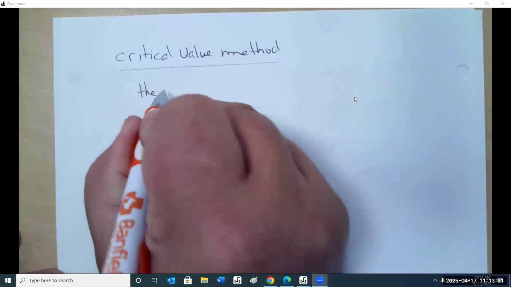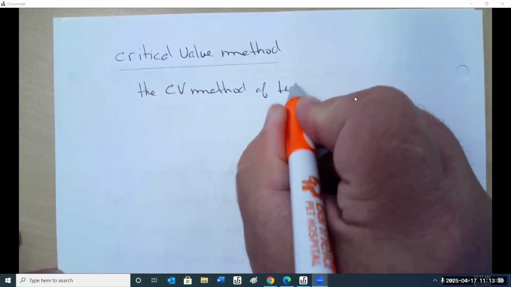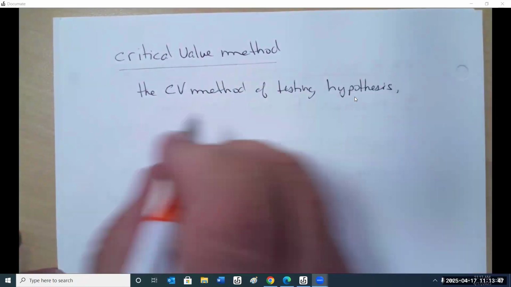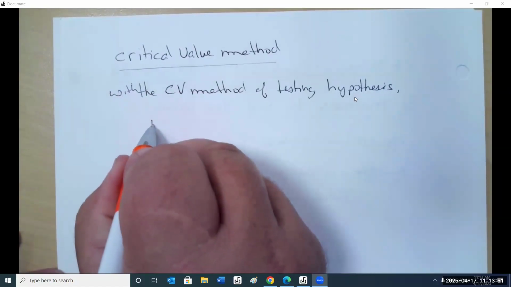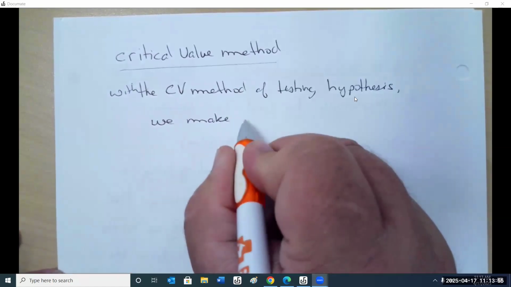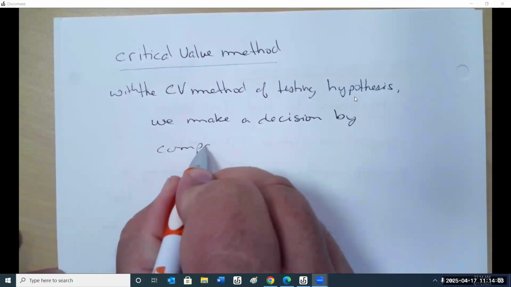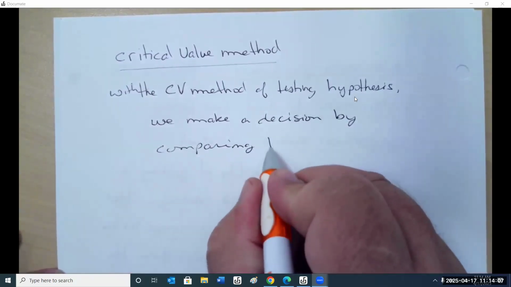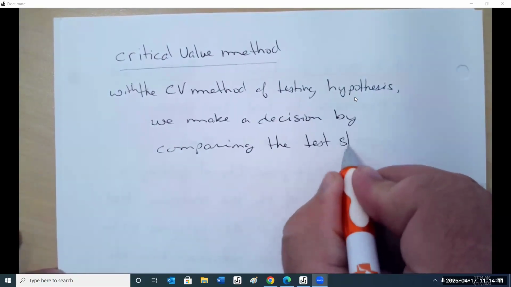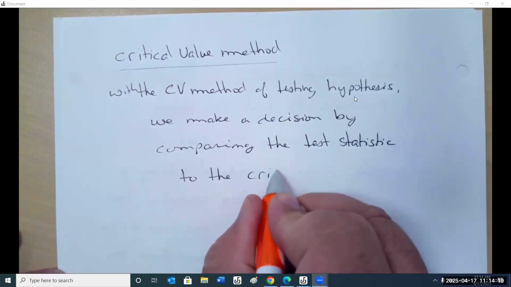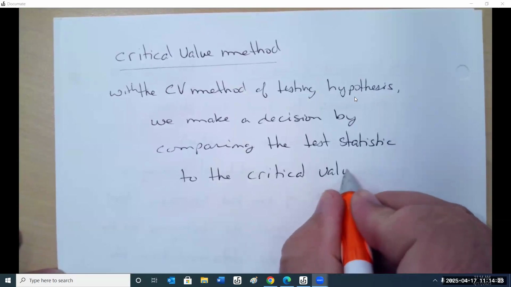With the critical value method of testing hypotheses, we make a decision by comparing the test statistic to the critical value or values.